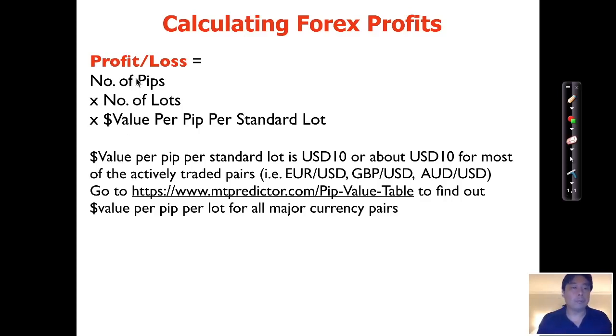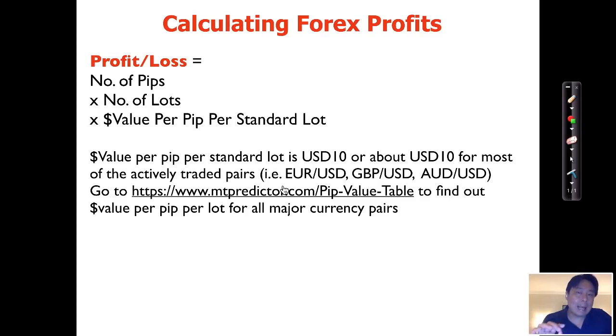Okay, so you understand the number of pips, right? 20 pips, 100 pips, right? You understand the number of lots, right? So one lot, 100,000, two lots, 200,000. Okay, you understand that. Now, what is the meaning of the dollar value per pip? In other words, how much is one pip worth per standard lot? Okay, and the answer is this. The dollar value per pip for each standard lot is usually about $10, okay, for most of the actively traded pairs like Euro USD, Pound USD, and Aussie USD, okay?